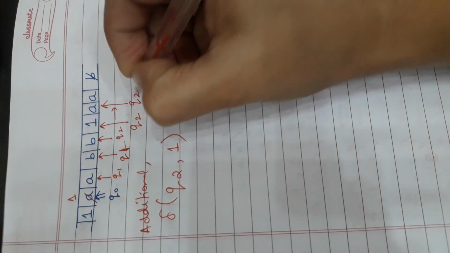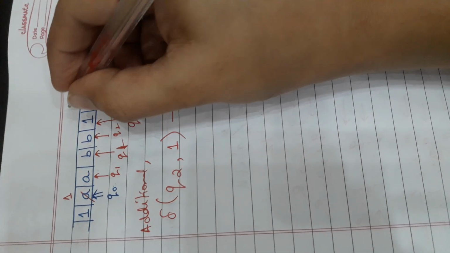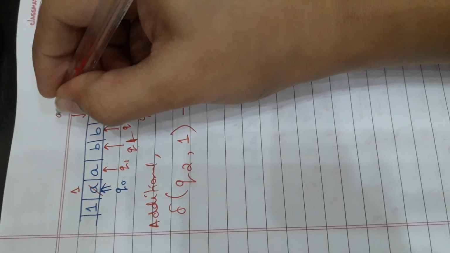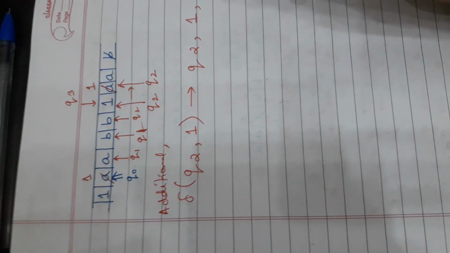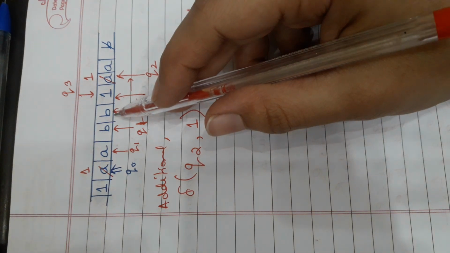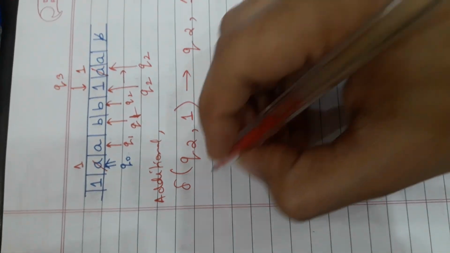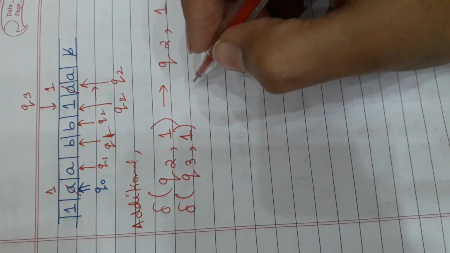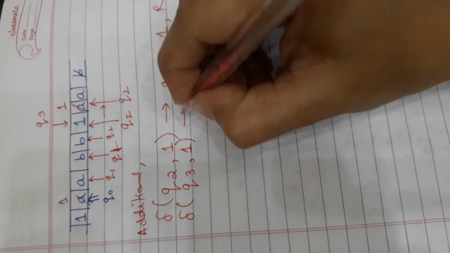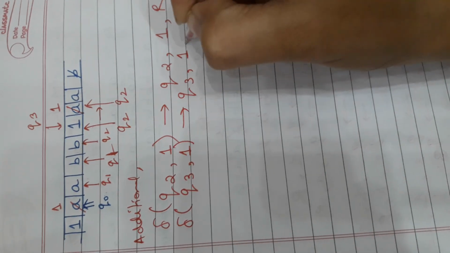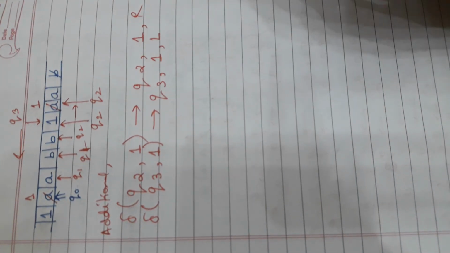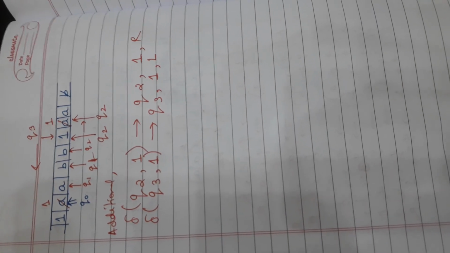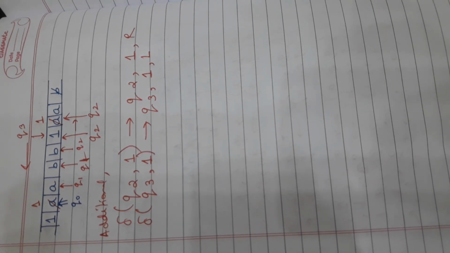So if Q2 now receives an A, this will be changed to 1, and we go back here with Q3. And we know what happens if Q3 receives a B, but we do not know what happens if Q3 receives a 1. So we have to write the transition for Q3 receiving 1. So this will simply skip this and move its backward journey. So this will be L here. So these were the additional transitions that were needed.